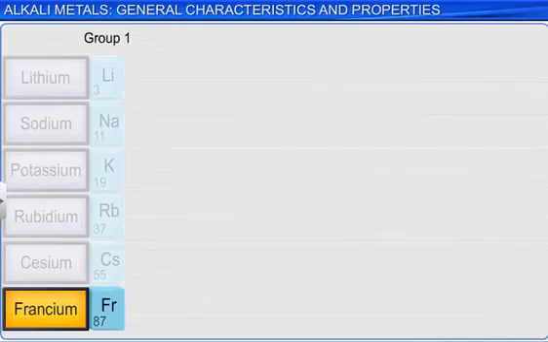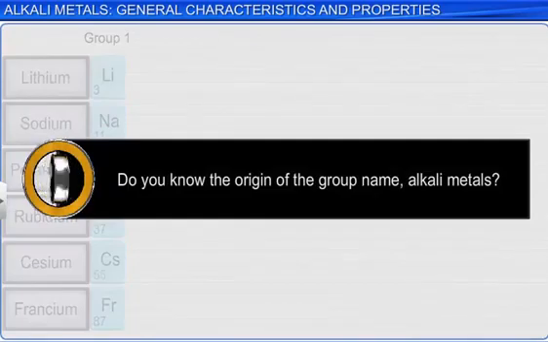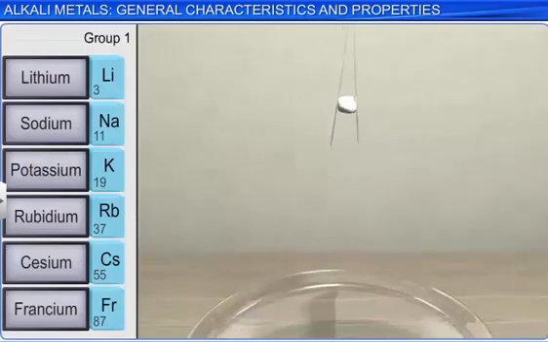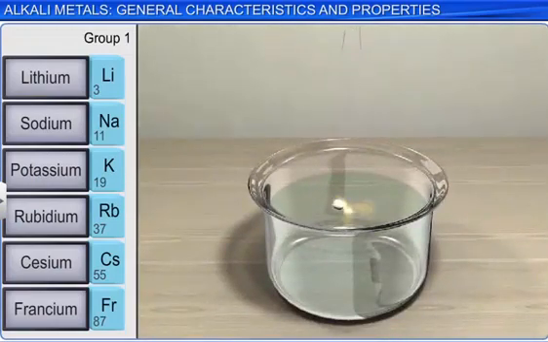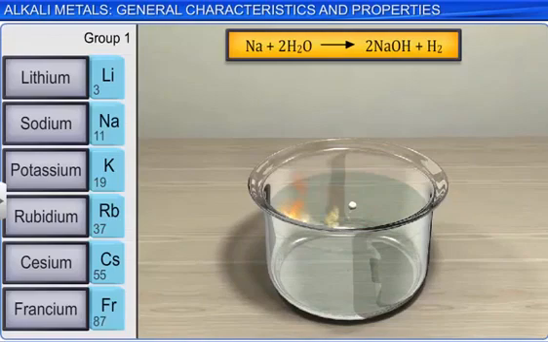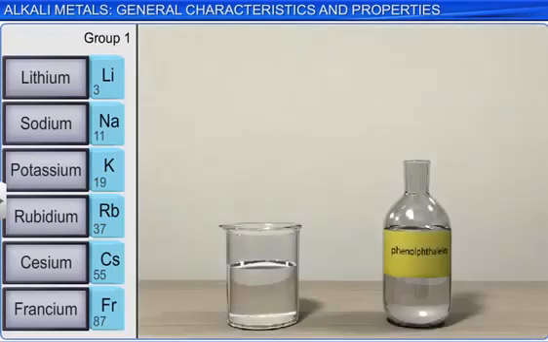Do you know the origin of the group name alkali metals? When group 1 metals react with water, they produce hydroxide OH- ions. Hydroxide ions in water produce basic or alkaline solutions. In the presence of phenolphthalein, an indicator, the solution will turn pink as hydroxide ions formed react with phenolphthalein.